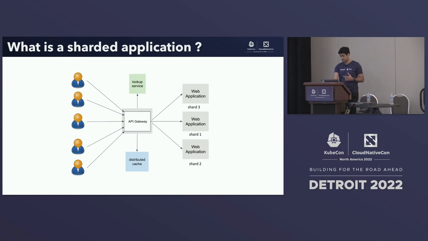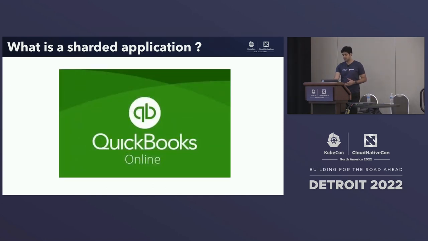One example of an application that does this at Intuit is QuickBooks Online, which is accounting software. More than 150,000 companies use it, and there are more than 5 million customers across the globe.